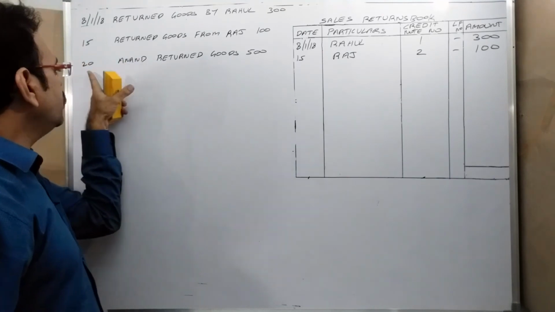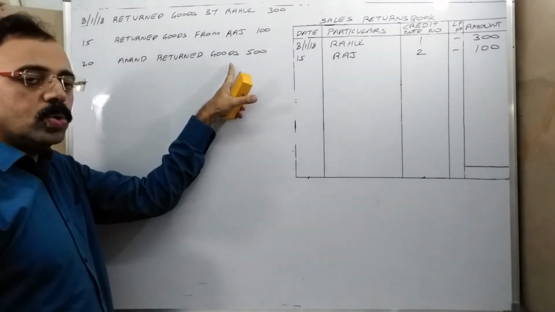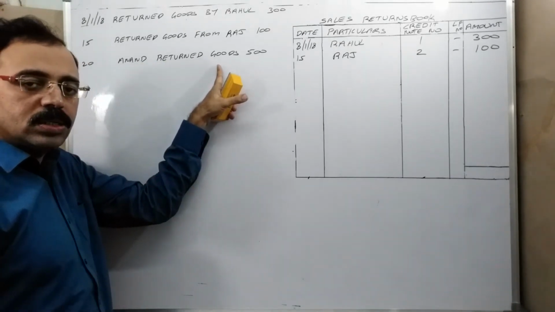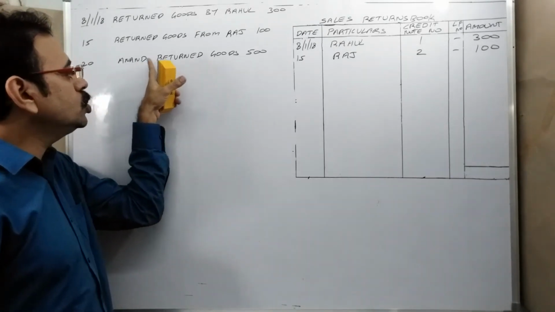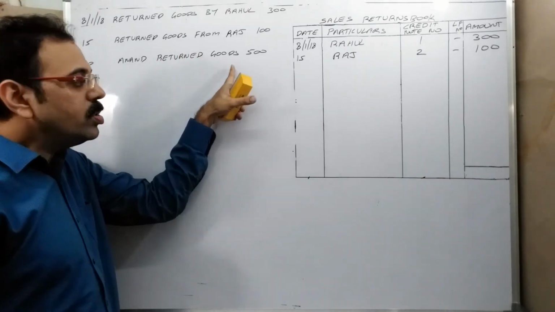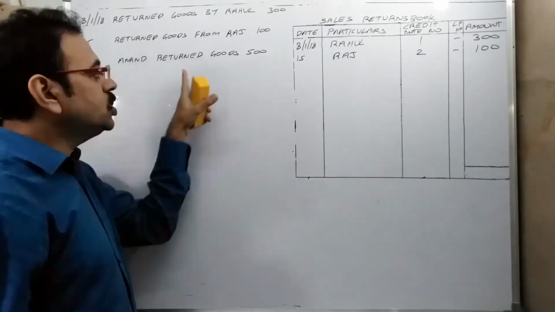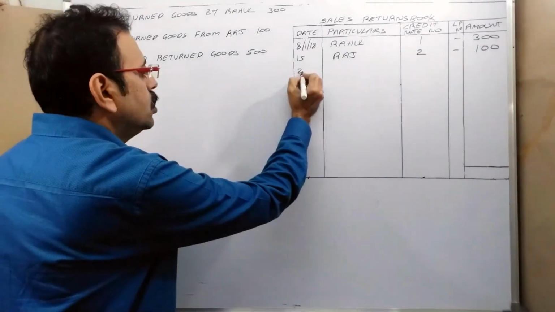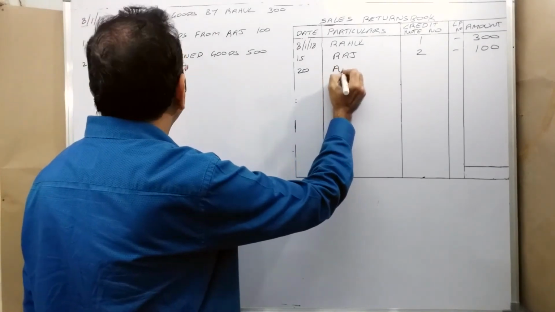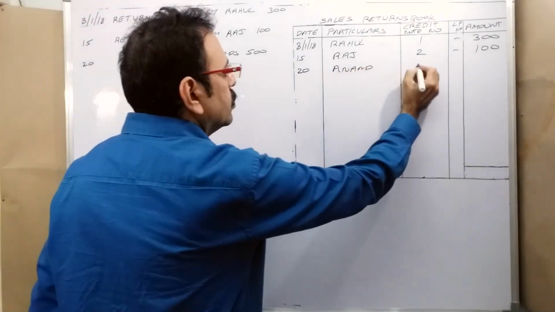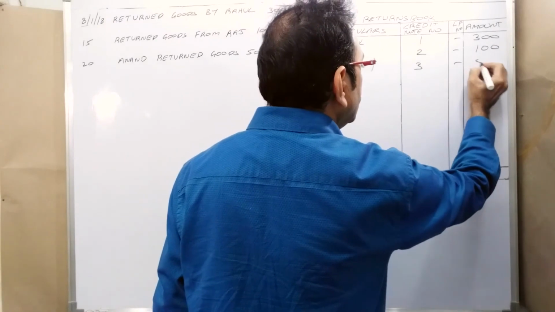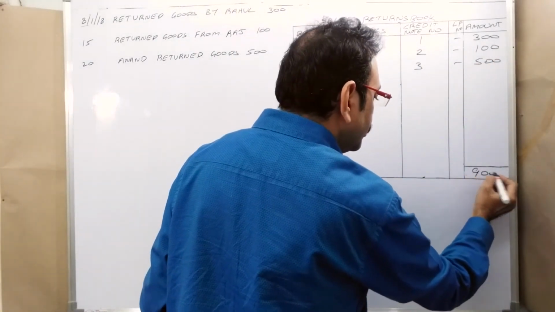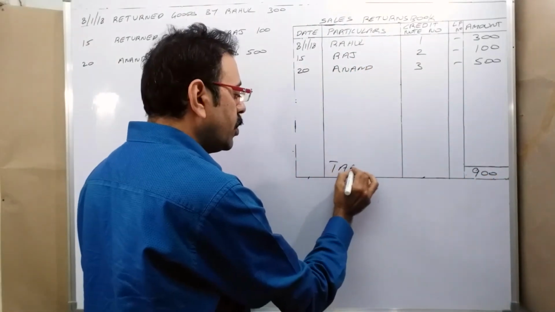Now third one, 20th. Anand returned goods. Who is returning? Anand is returning to us. So once we sold goods to Anand on credit, now he is returning the goods to us. It is also a sales returns transaction. Therefore enter here on 20th date. The amount is 500. Then put the total in particulars column.